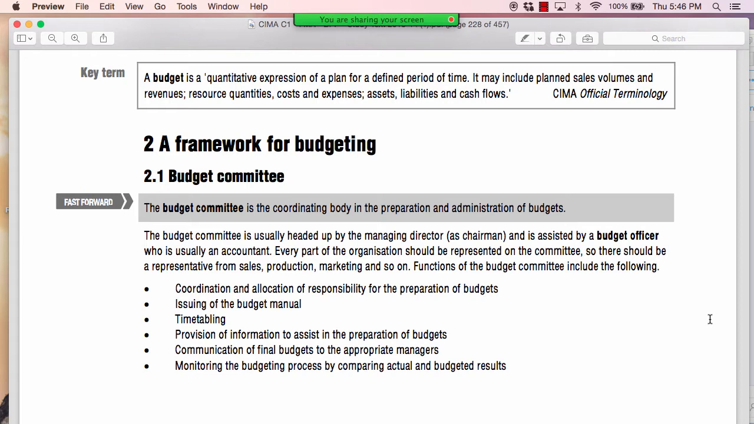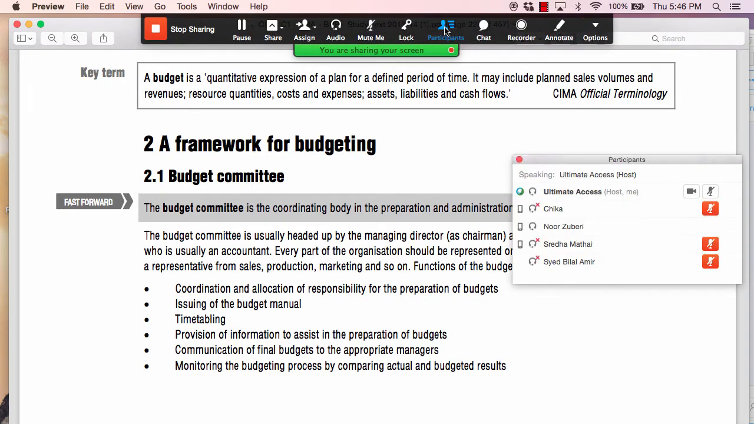Why do you think, Noor, we'll have something like this? Why do we have this? What do you think? Shreya, why do you think we have this type of a budget committee? Sorry, you have to speak louder. Yes, Noor, you got to speak louder. So that there's some sort of a mediator between the different departments.